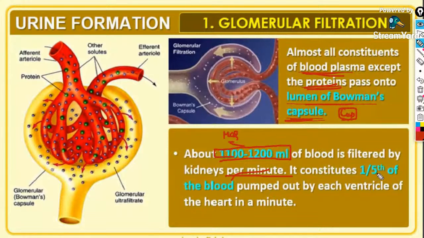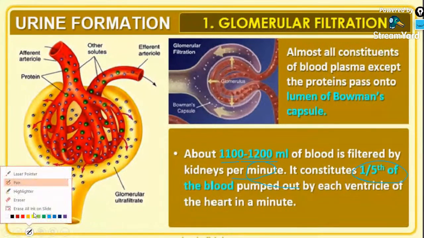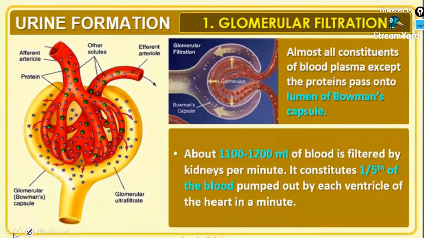It constitutes about one-fifth of the total blood pumped by each ventricle in a minute. The kidneys are filtering nearly 1100 to 1200 ml of blood every minute, and it is constituting about one-fifth of the total blood pumped by the ventricles.